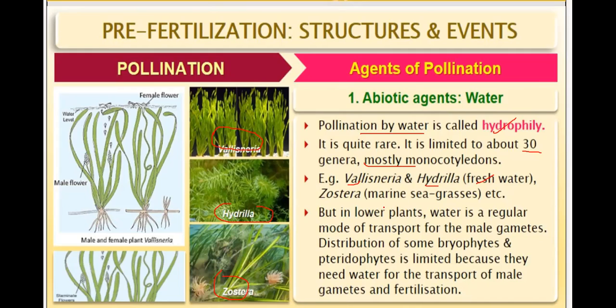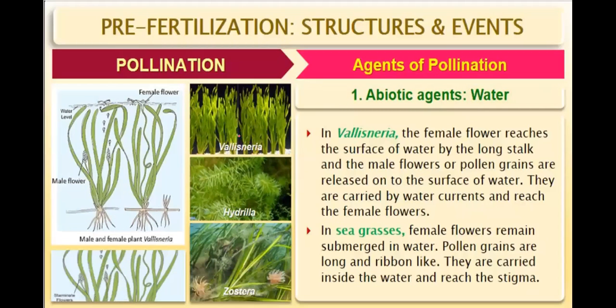This was hydrophily. But in lower plants, water is a regular mode of transport. Lower plants means algae, thallophytes, bryophytes, pteridophytes. Water is the regular mode of transport for the male gametes. The distribution of some bryophytes and pteridophytes is limited because they need water for transport of male gametes and fertilization. So sometimes there is a question why bryophytes and pteridophytes are present near water bodies. Because water is essential for fertilization, they are restricted to wet, aquatic areas.